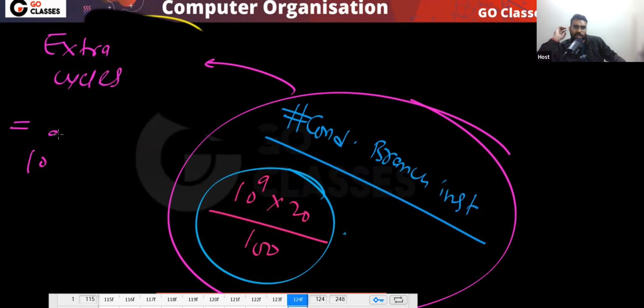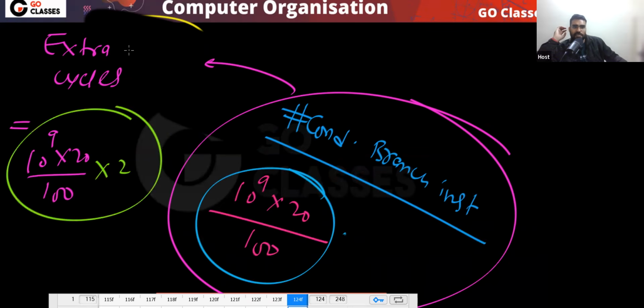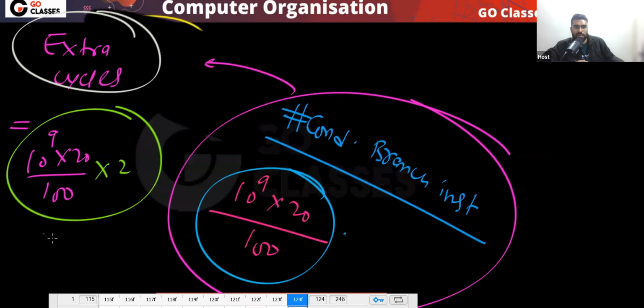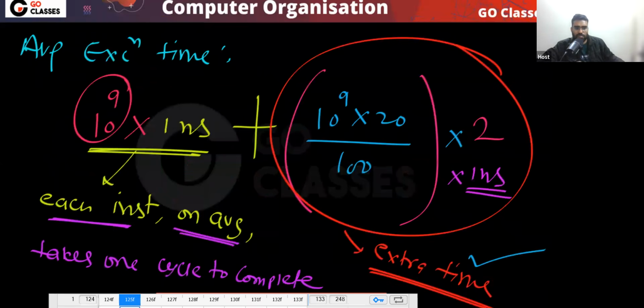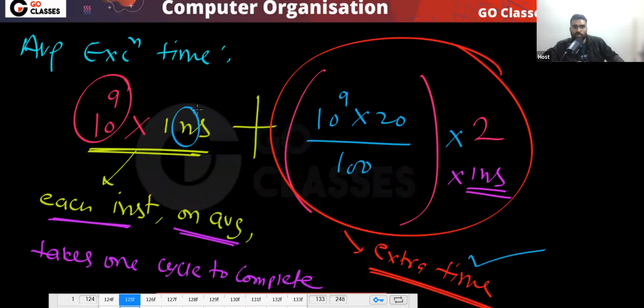Extra cycles will be 10 to the power 9 divided by these multiplied by 2. These many extra cycles. Okay, this is the number of extra cycles. So what is the extra time? Extra time, you multiply with 1 nanosecond. This is 1 nanosecond. Nano means 10 to the power minus 9. So you can notice, your final answer will be what?